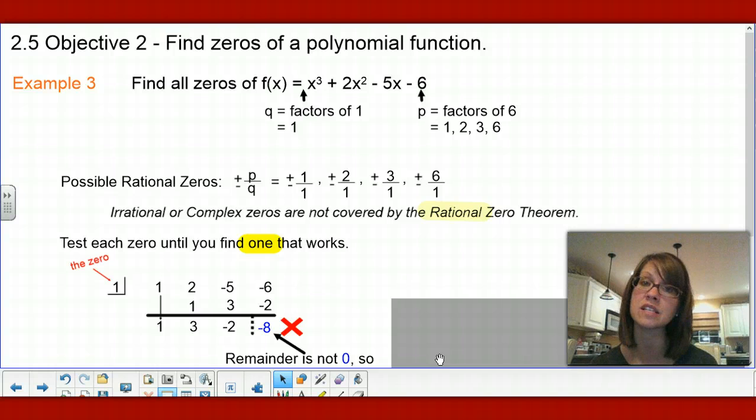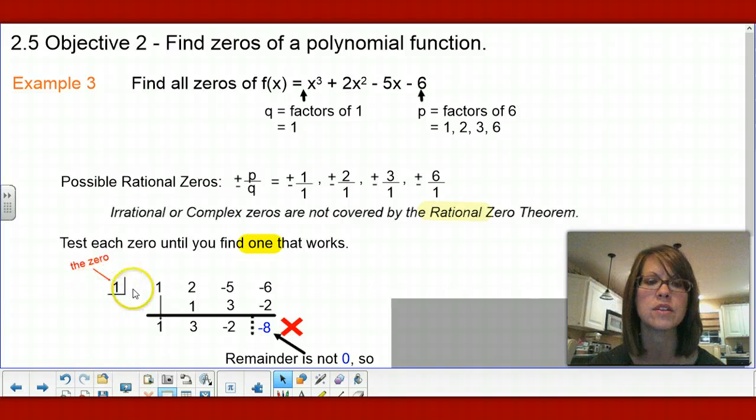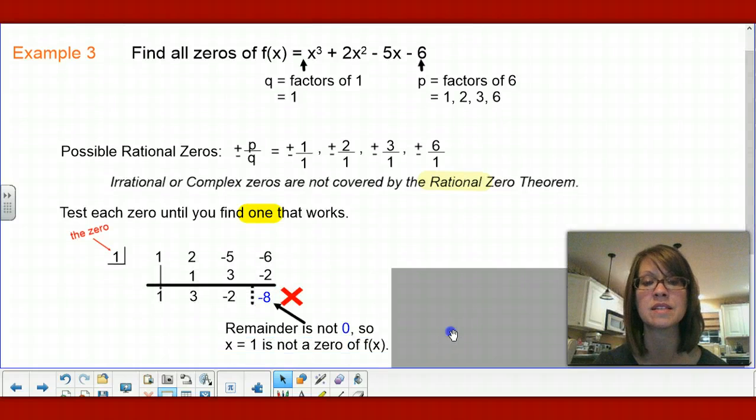Okay, that was the test back in section 4. We tested the 0 and we expected to get a remainder of 0. The factor theorem says if you divide by a 0 and you get a remainder of 0, then this really was a 0 of your function. If you divide and your remainder is not 0, then x equals 1 is not a 0 of f of x.